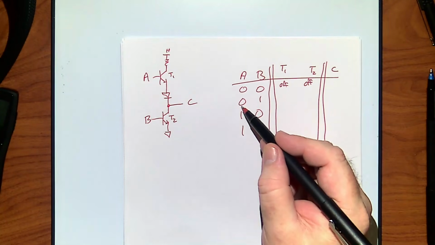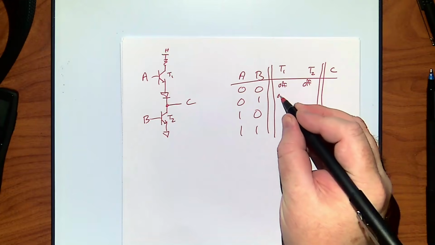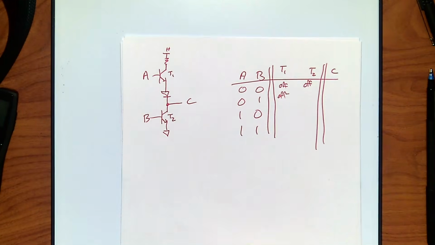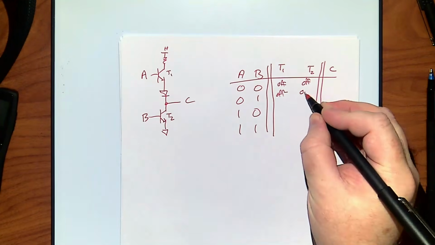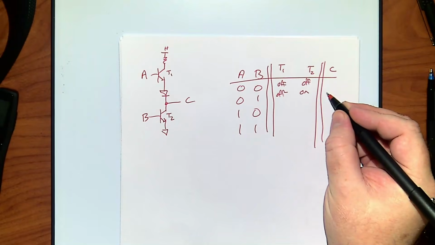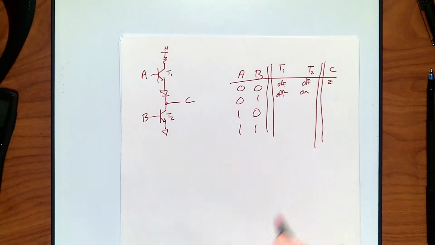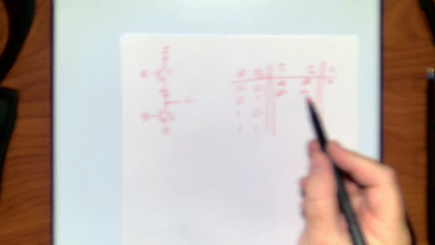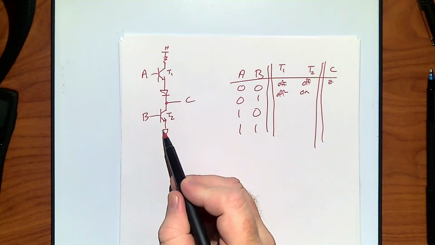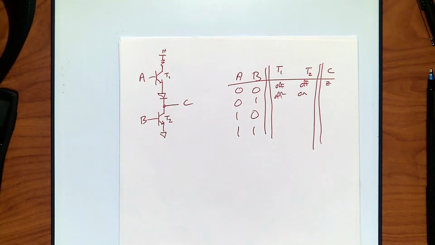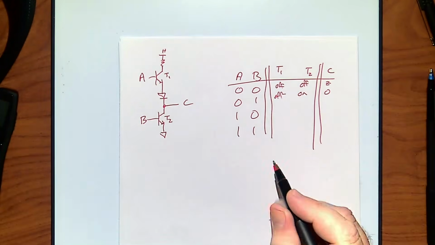What if A is 0? Well, we know this is off. What if B is 1? This is on, right? So what is C in that case? Well, this one was C, right? It's disconnected. If this one's on, then C is 0.